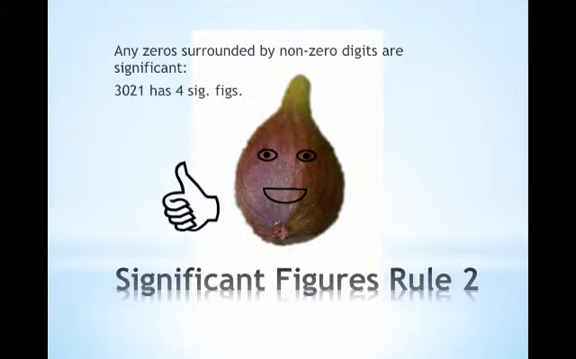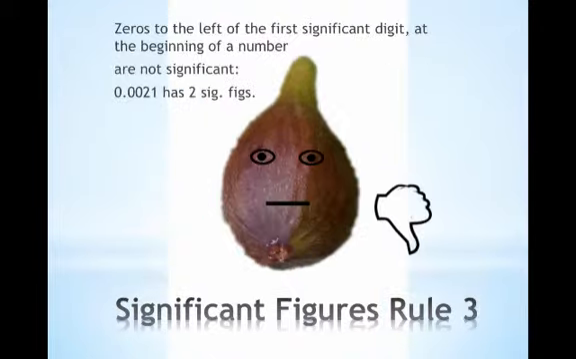The second rule is that any zeros surrounded by non-zero digits are significant. This is sometimes called the sandwich rule. The third rule is that zeros at the beginning, to the left of a number, are not significant. They are just there to mark the decimal place.